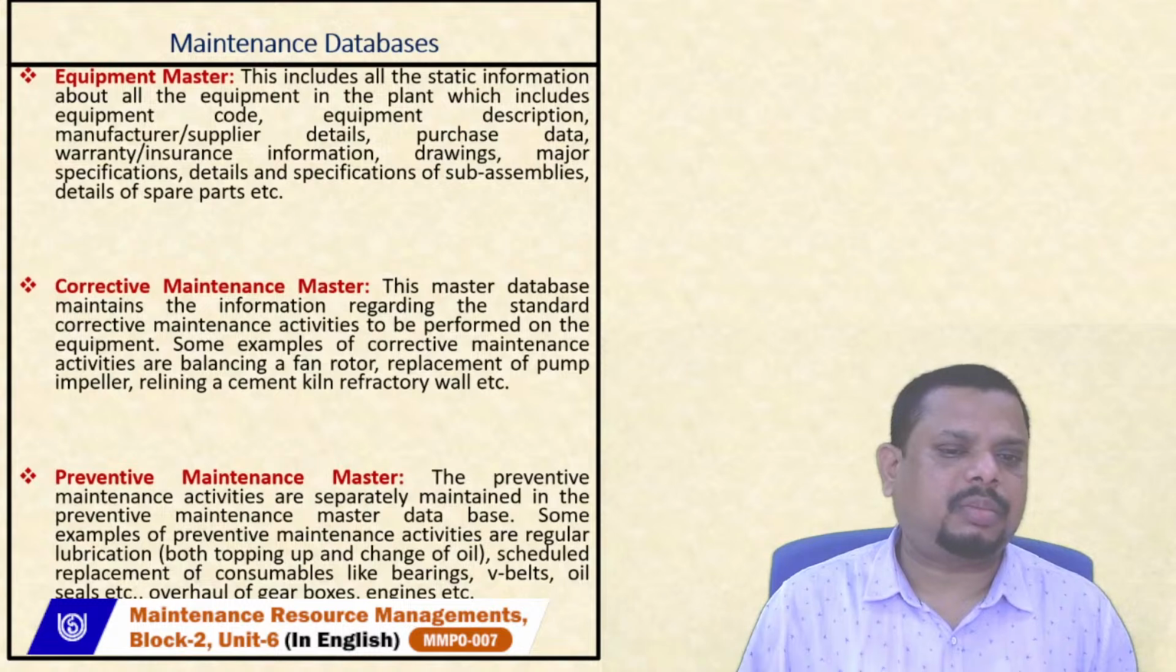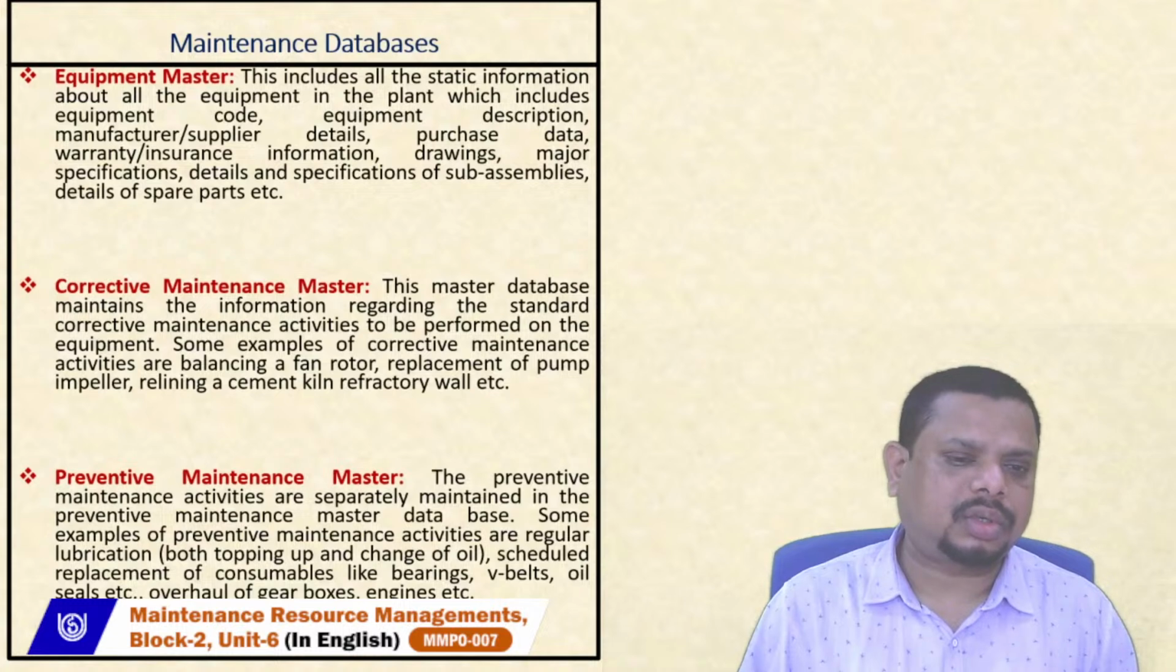For example, corrective maintenance of a ceiling fan. In that case, they must go for fan rotor replacement, or they go for repairing of fan motors. So these are under corrective maintenance masters.